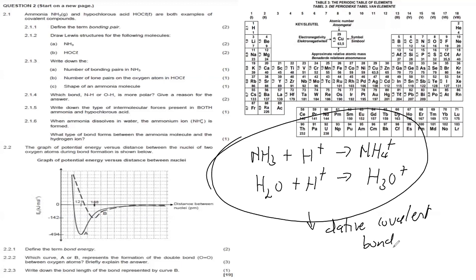So always, if they ever come to you with any of this and then they ask you what type of bond is occurring there, do not hesitate. It is dative covalent bond. Right. Then let's now move. We have 2.2.